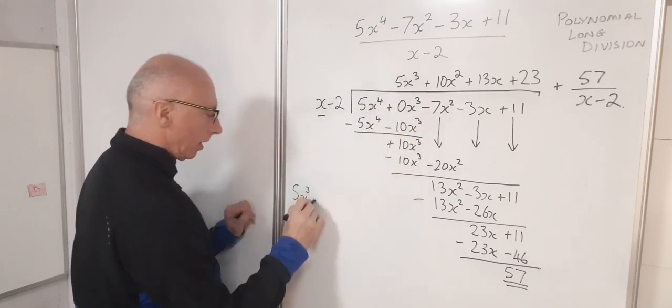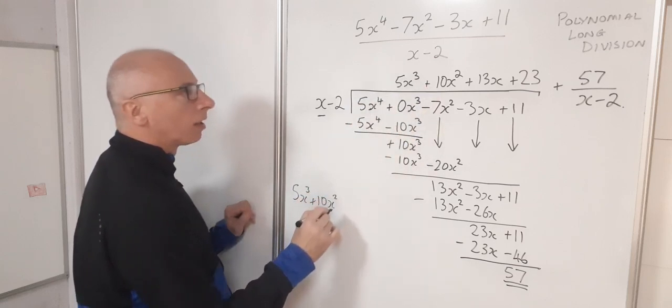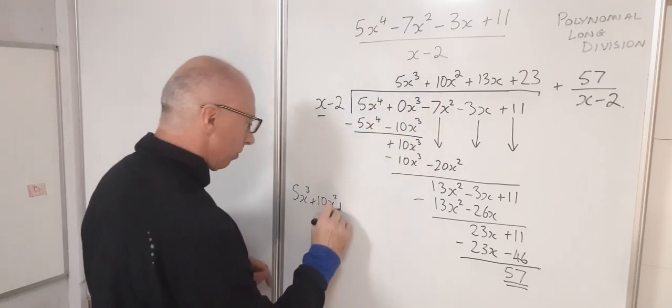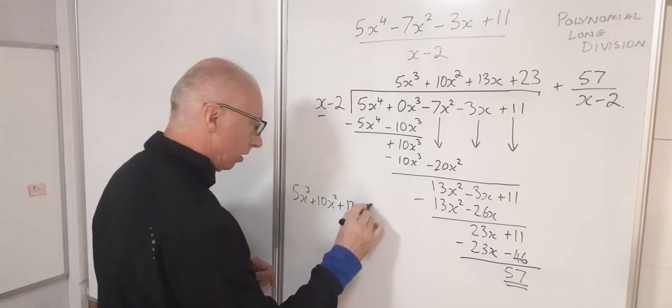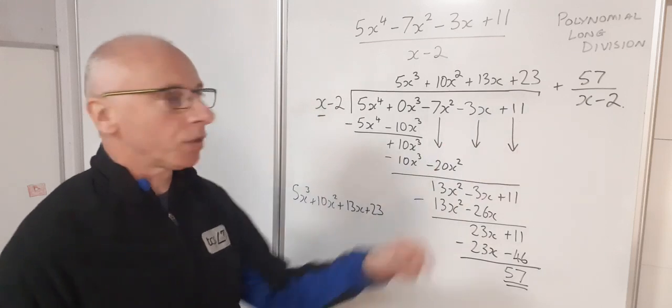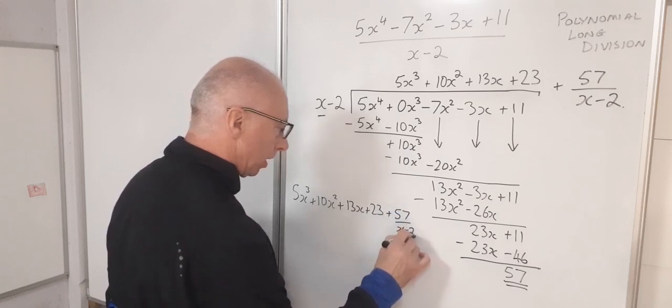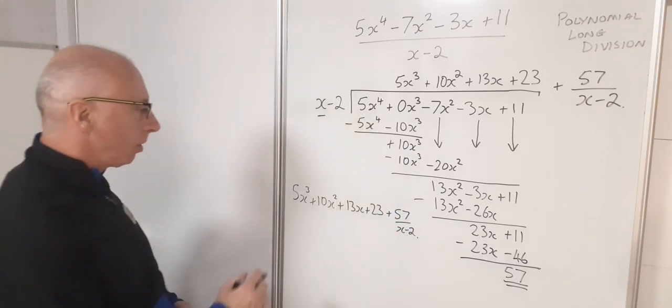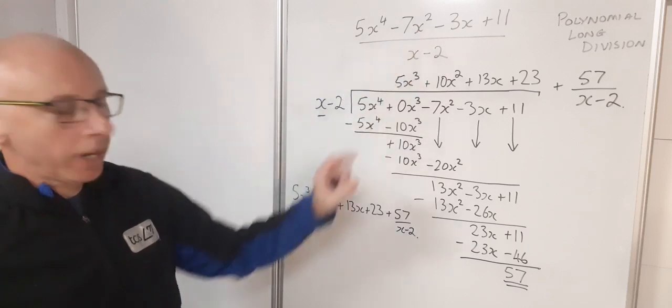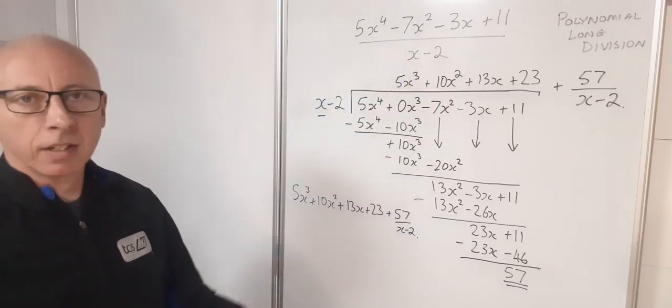So my answer to this question is x cubed plus 10x squared plus 13x plus 23, and not forgetting the remainder, plus 57 over x minus 2. And that's polynomial long division of this one here, and that's the result I get.